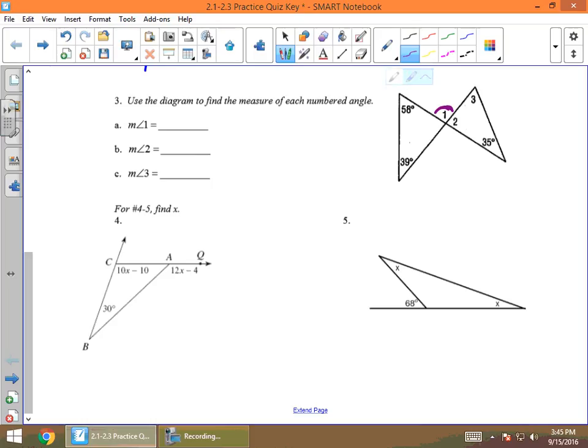So if I want to talk about angle 1, the measure of angle 1, exterior angle, is equal to the sum of the remote interior. So I'll do 58 plus 39. And 58 plus 39 is 97 degrees. I'm going to put that in here now. This is 97 degrees.